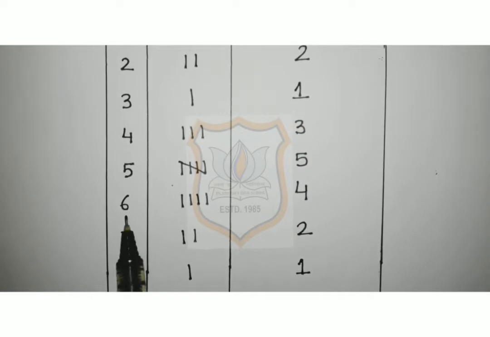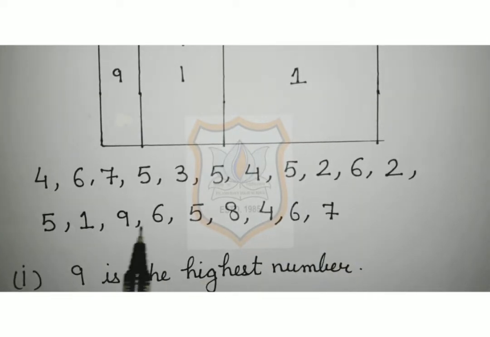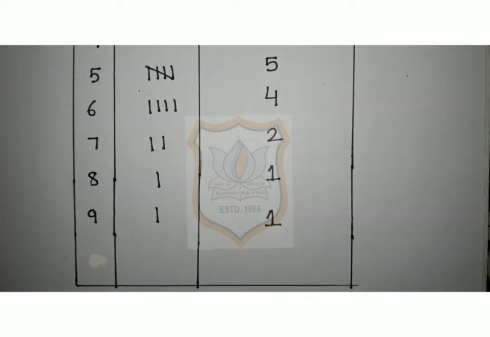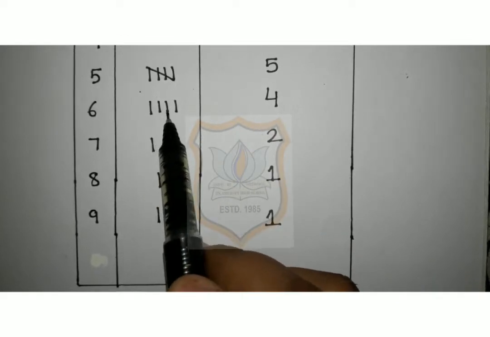Now 6 marks. How many times are 6 marks? That we will see. 6 is 1, 2, 3 and 4 times. So the frequency of 6 is 4. Tally marks are 4 single lines. Now 7 marks.